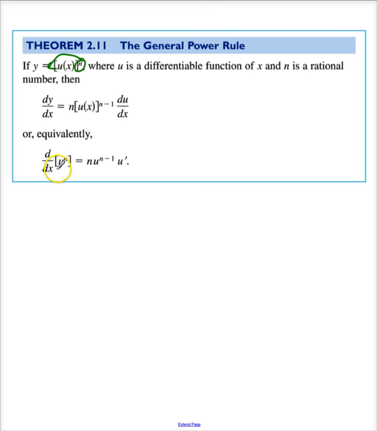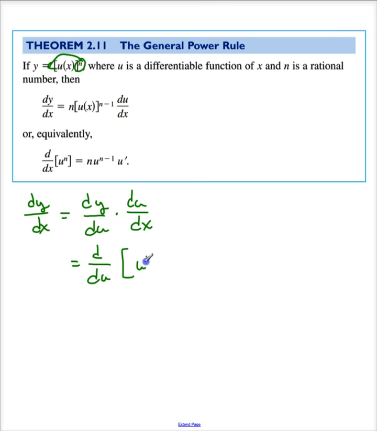Another way you'll see it is d/dx of u to the n is n u to the n minus 1 times u prime. Now, let's look at what dy/dx is. I need to apply the chain rule here, so this is dy/du times du/dx. Well, dy/du is the derivative with respect to u of u to the n, times du/dx.